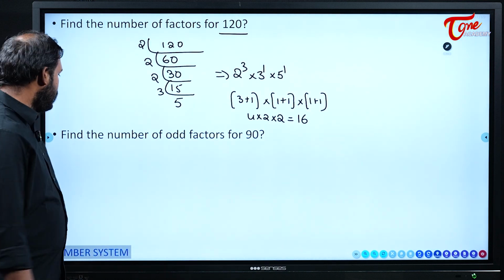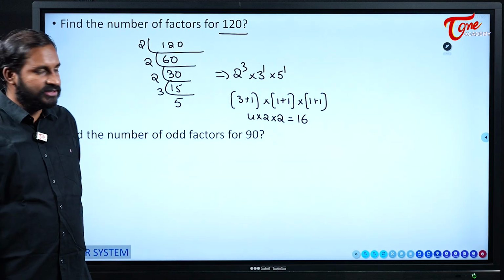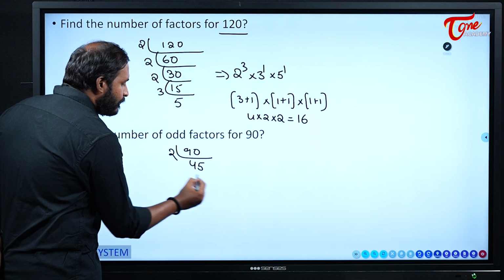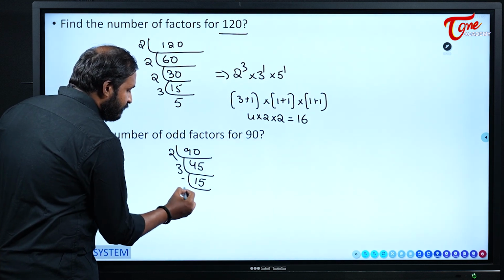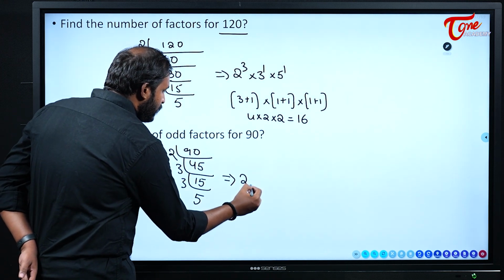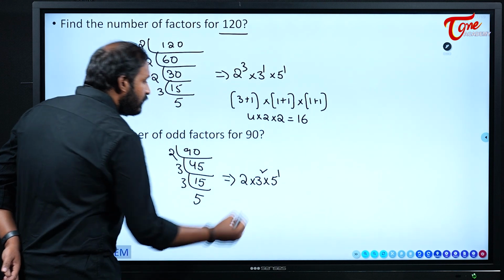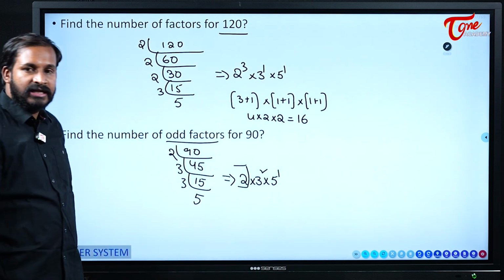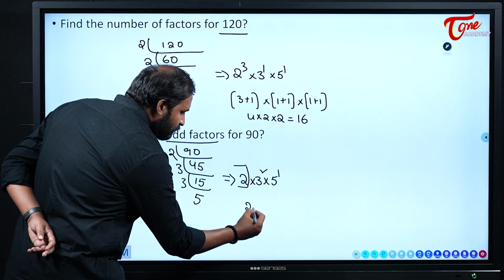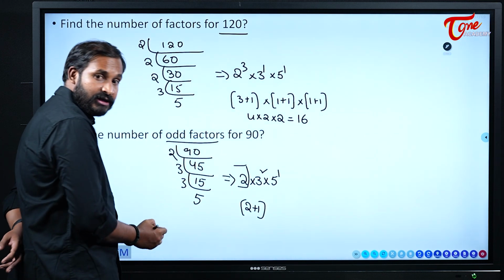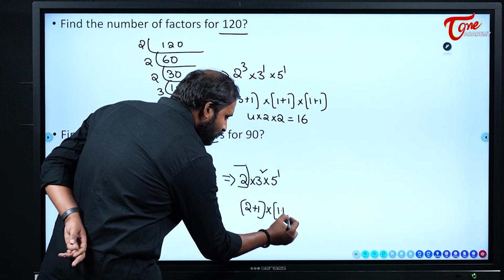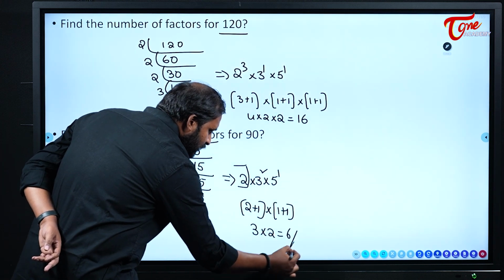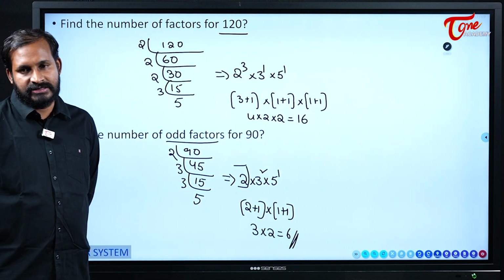Next, find the number of odd factors for 90. As usual, first we need to do the prime factorization. 90 to 45. Next 3 15's, next 3 5's. So, what can I write? 90 as 2 into 3 square into 5 to the power of 1. See, here we require only the odd factors. Odd factors means we will not consider the power of 2. We only consider the remaining powers. So, what will you write? 2 plus 1, that is, the power of 3 is 2, right. So, that is the reason I have written 2 plus 1, into the power of 5 is 1, so 1 plus 1. So, 3 into 2. So, 6 is our answer. So, 90 has 6 odd factors, right.